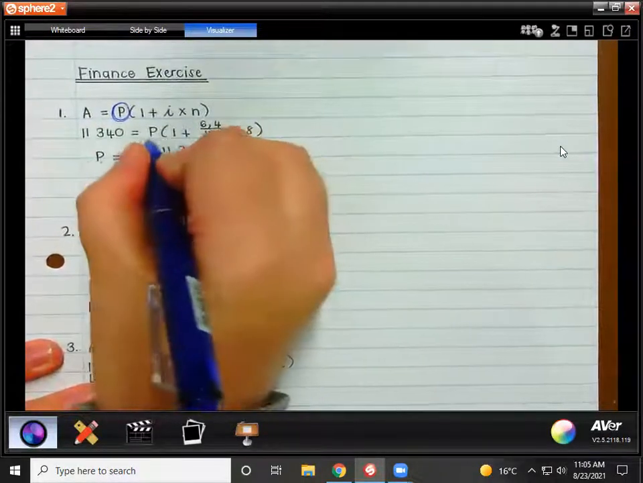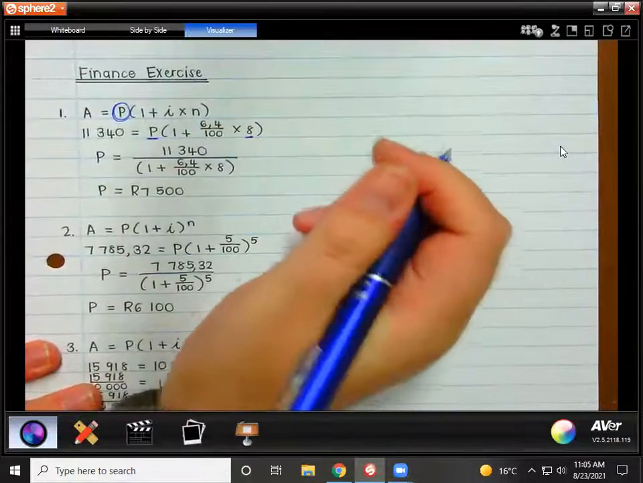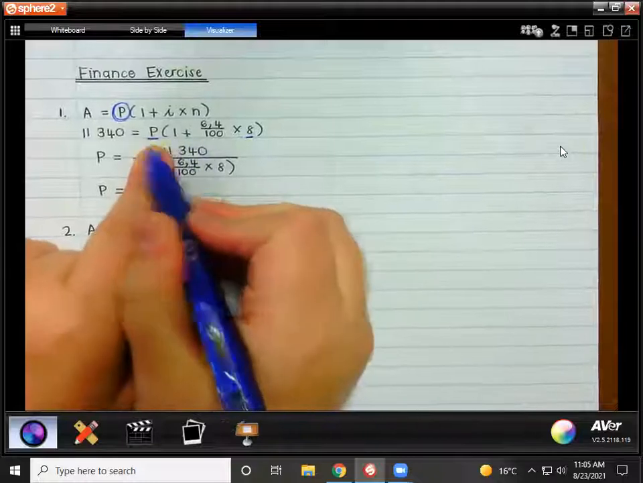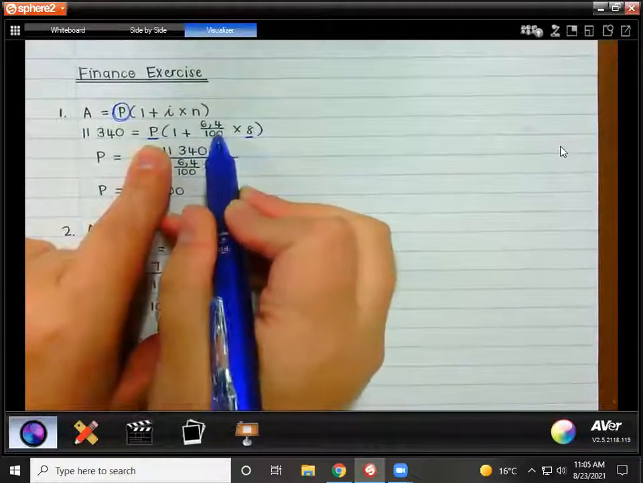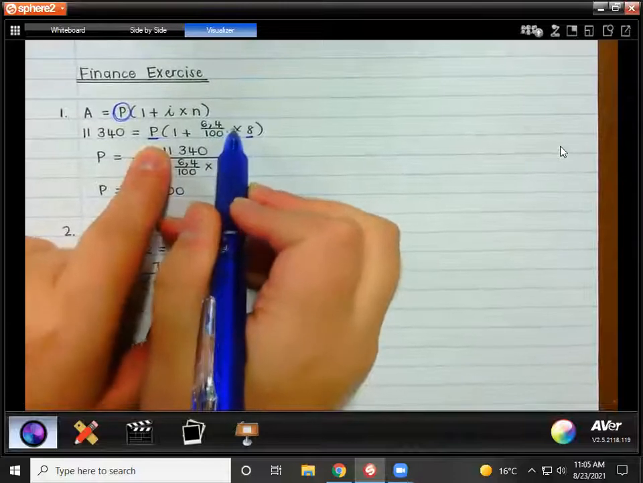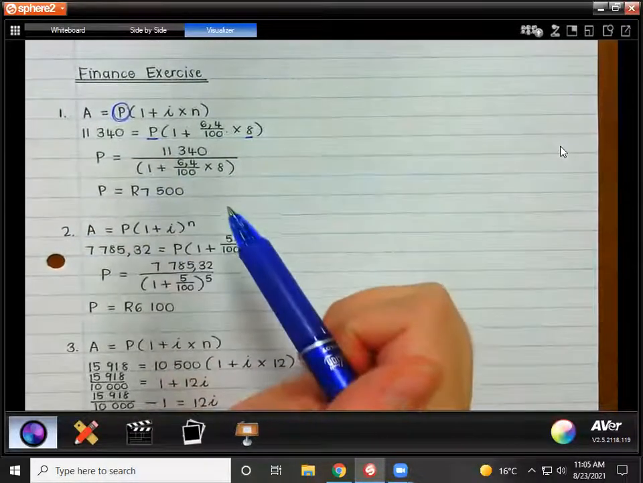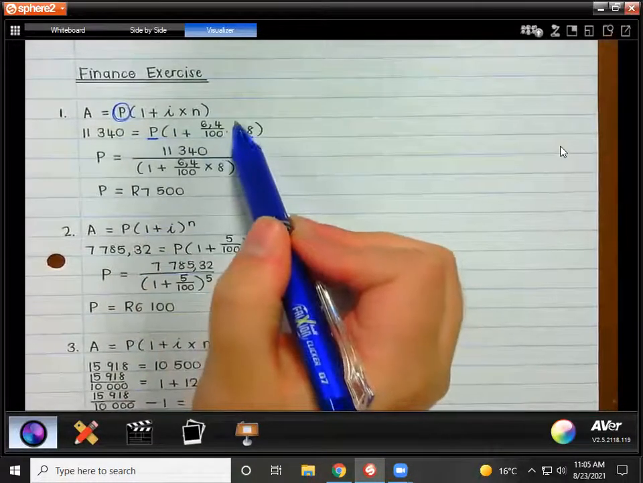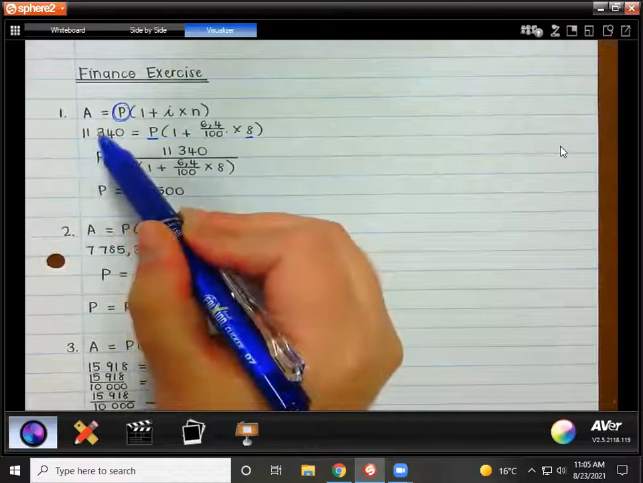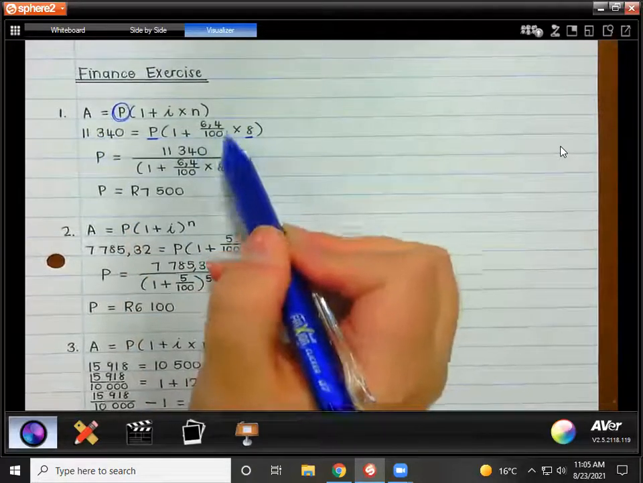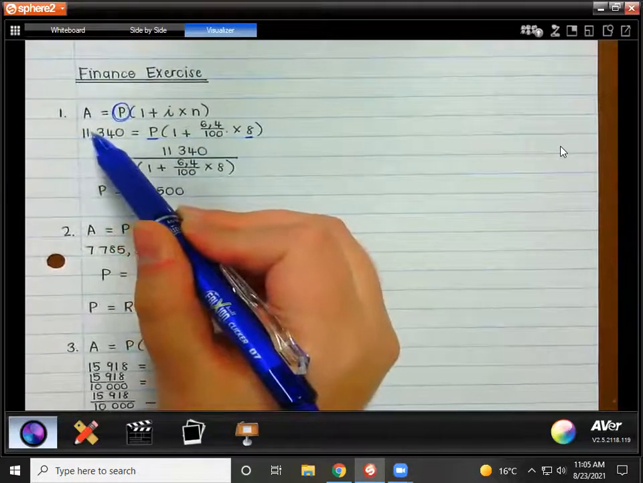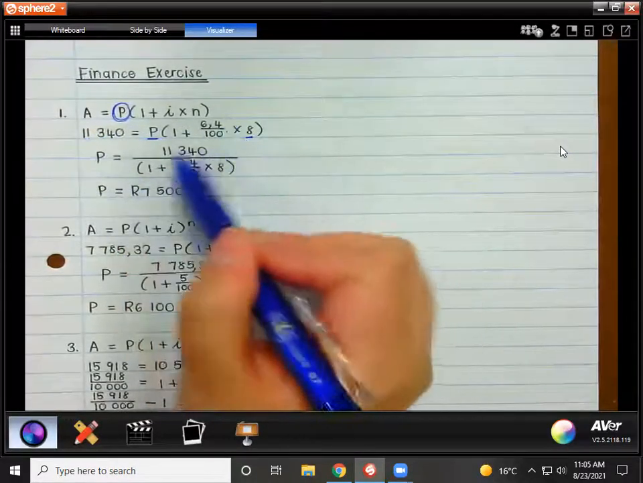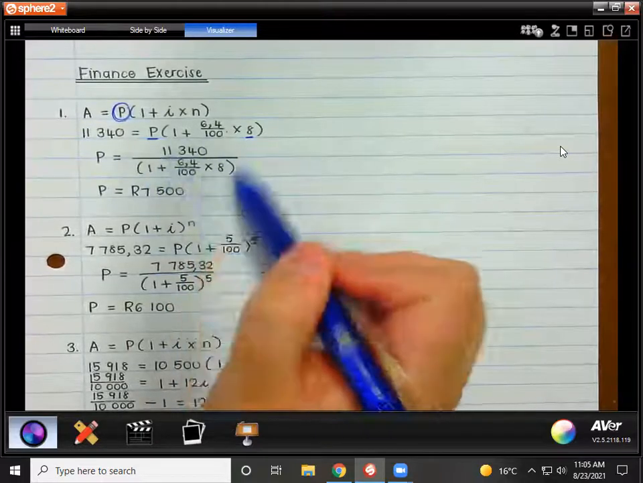Now, when you're solving for P, that is the easy one to do. It's just outside the bracket. So what we're actually doing with the P and this bracket is we're multiplying P by the bracket. And what's the opposite of multiplying by a bracket? Just dividing by that same bracket. So that is why when you want to get P on its own, you're going to divide the 11,340 by this entire bracket. You don't have to work it out first. You can just take that value and divide it straight by that bracket, which is what I wrote there.